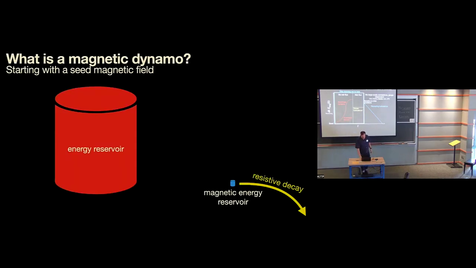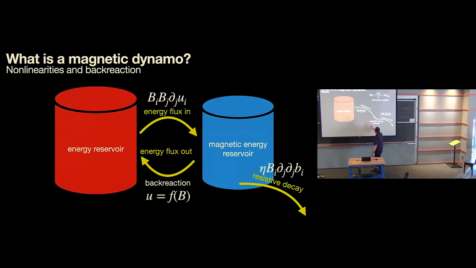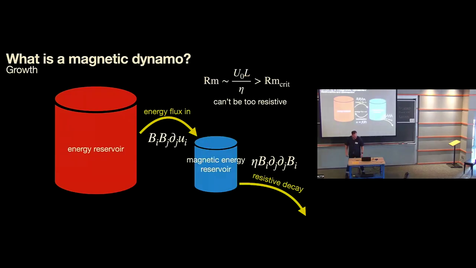So what is a magnetic dynamo? A magnetic dynamo is a process where you have a kinetic energy reservoir and you have a magnetic energy reservoir, and there's some coupling between the two. The coupling usually looks like this in Newtonian MHD equations, and you have some energy flux that moves from the kinetic reservoir into your magnetic reservoir that ends up growing it. It ends up growing it, and if this growth is larger than the resistive decay out of that reservoir, i.e.